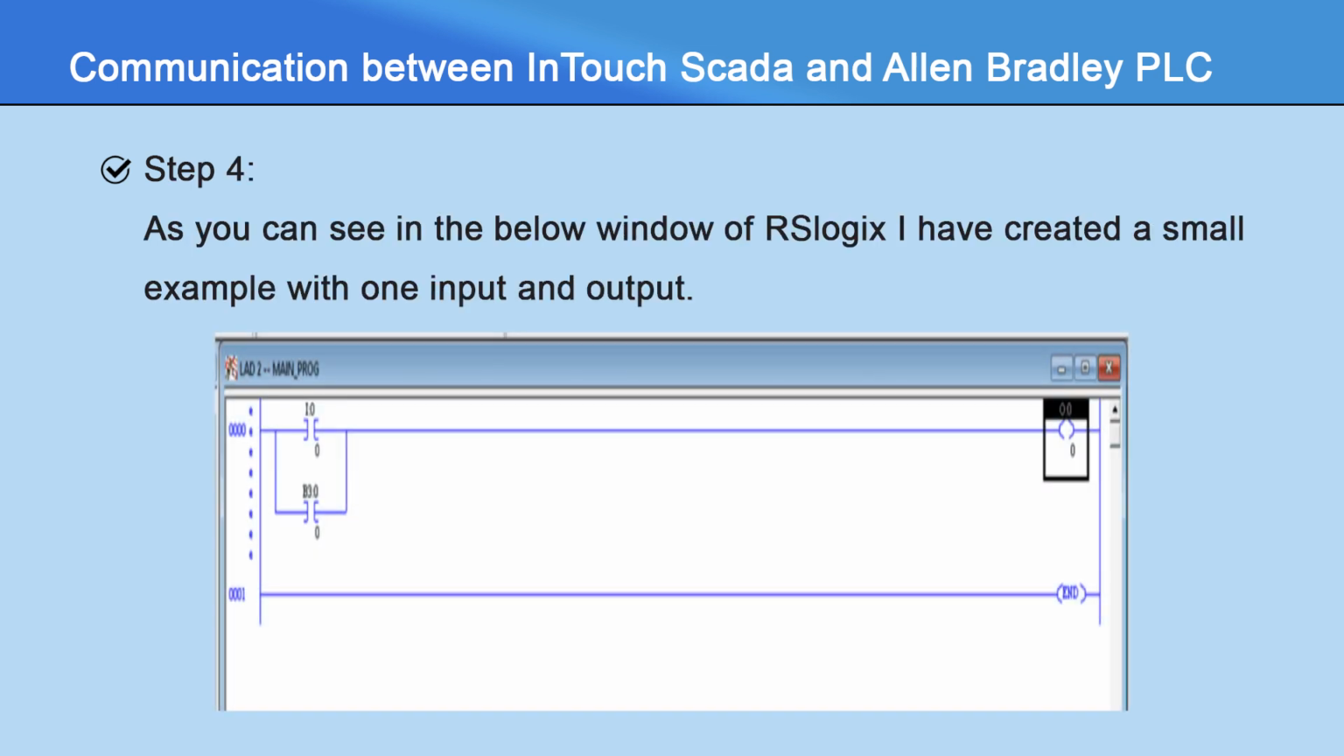Step 4, as you can see in the figure of RSLogix below, I have created a small example having one input and one output device. The input device has an addressing of I:0/0, while the output device has an addressing of O:0/0. Here you can also see I have used a binary memory bit with the addressing B3:0/0, which we will use in SCADA to give a command.